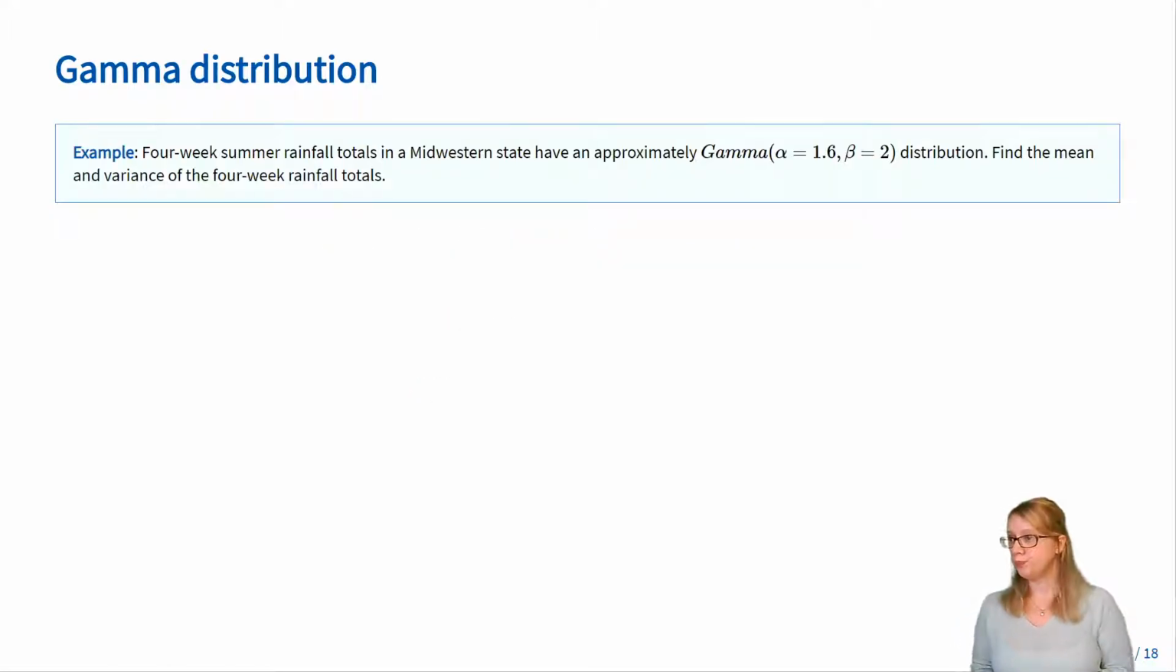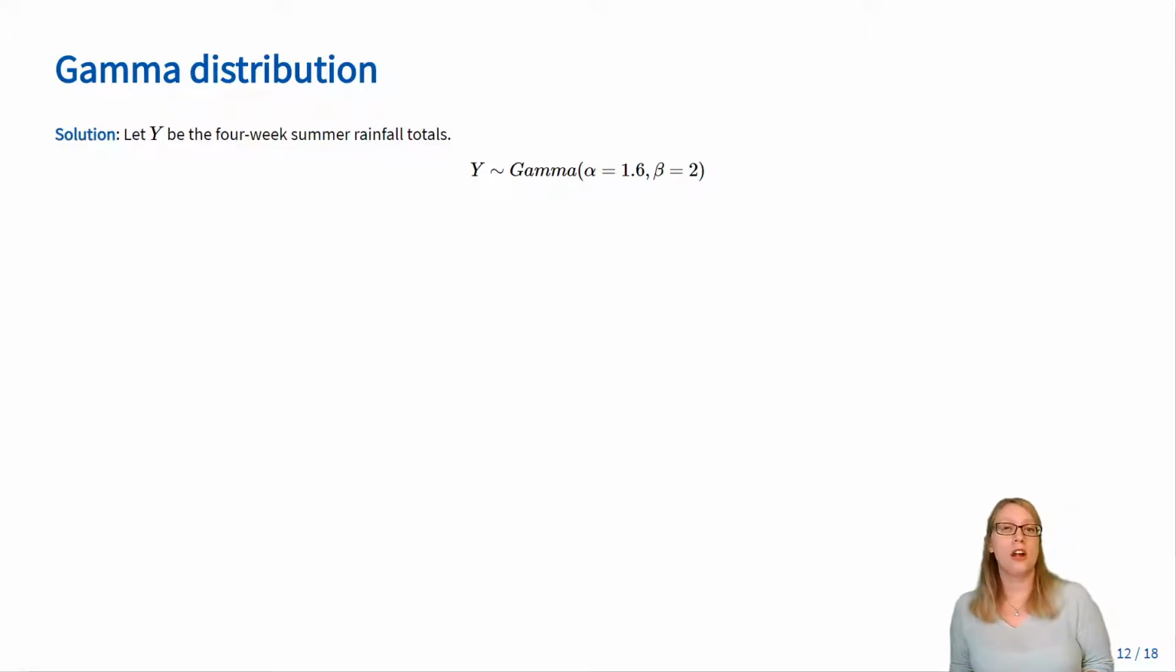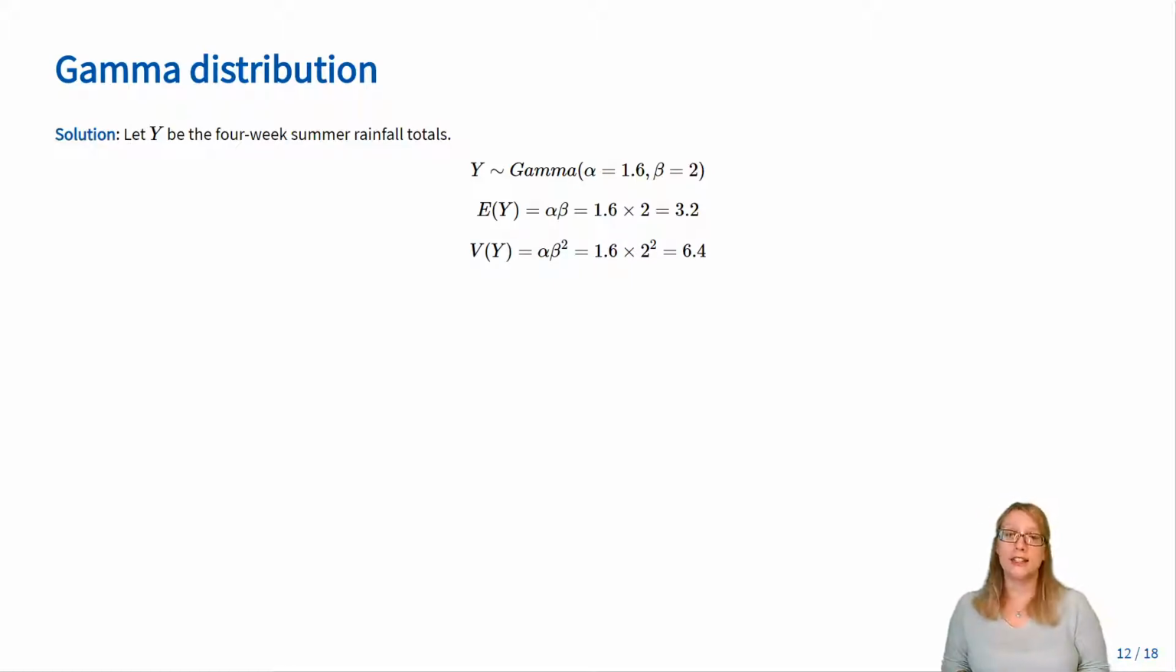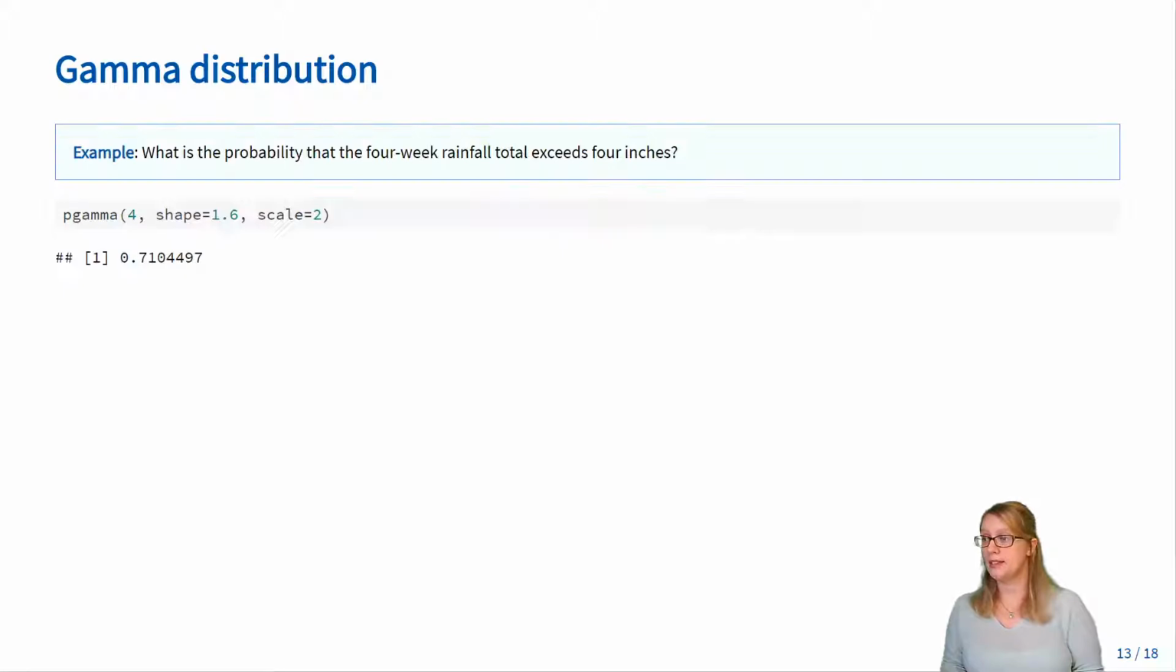Pretty cool. So let's take a look at an example. We are looking at 4-week summer rainfall totals in a Midwestern state. We're assuming that these follow a gamma distribution with alpha 1.6, beta equal to 2. Let's find the mean and variance of the 4-week rainfall totals. So our mean, or our expected value, E of Y, is alpha times beta, so 1.6 times 2, or 3.2 for our expected summer rainfall. Our variance is alpha times beta squared, so 1.6 times 2 squared, or 6.4 inches squared over 4 weeks.